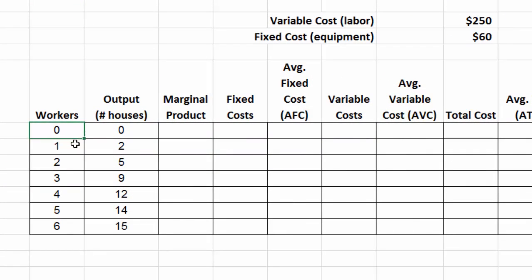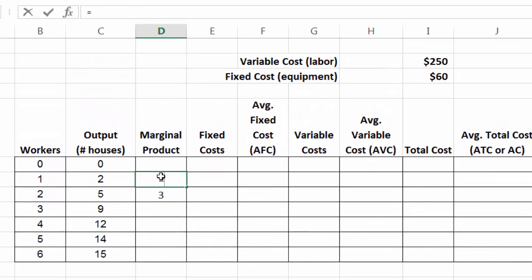So when we go from 0 to 1 workers, the output goes from 0 to 2. That means the marginal product here is 2. Okay. And when I go from 1 to 2 workers, output goes from 2 to 5. That means marginal product is 3. Now I could sit here and do this math in my head, but the value of a spreadsheet is that it does the math for us. So let me actually do this with a formula.